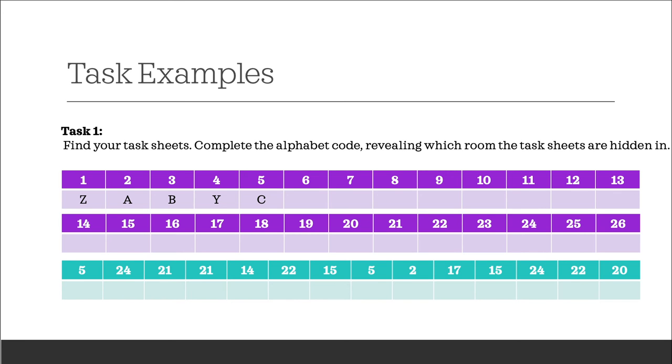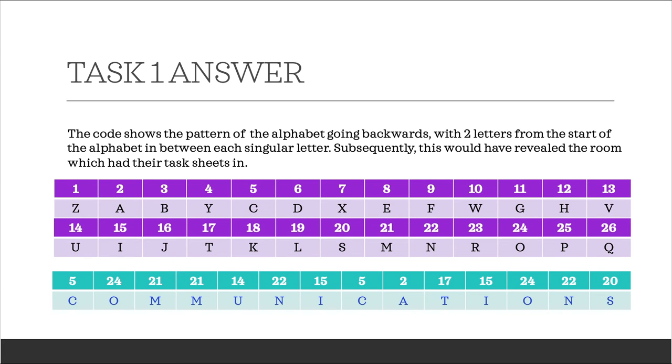Task 1 is to find the task sheet. To do this, the player must complete the alphabet code, revealing which room the task sheets are hidden in. This task will appear on the screen and the crewmates must buzz the emergency button to reveal if their answer was correct. Hopefully, the players would have spotted that the pattern is the alphabet in reverse order with 2 letters from the start of the alphabet in between each singular letter. Subsequently, this would have revealed the room which was hiding their task sheets.